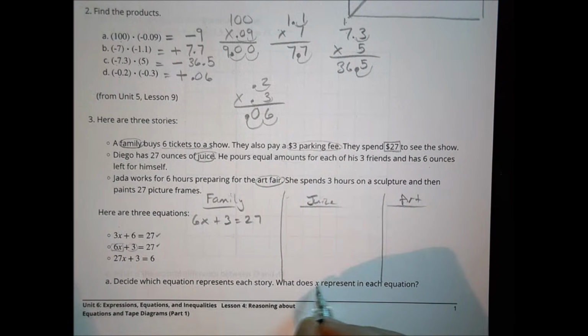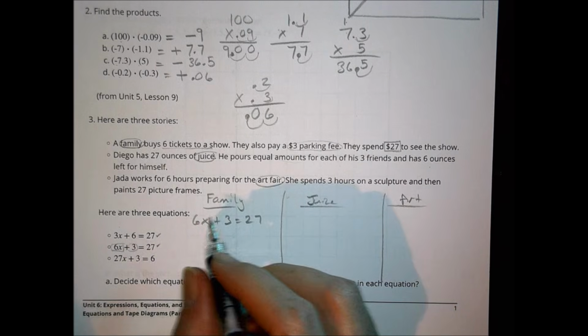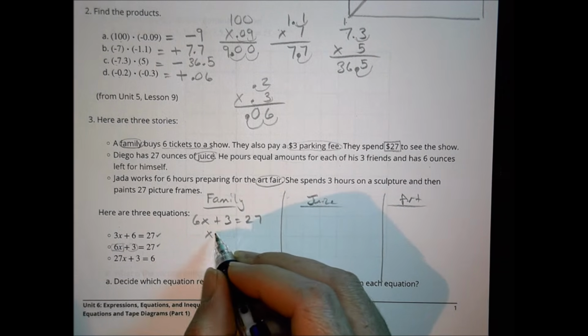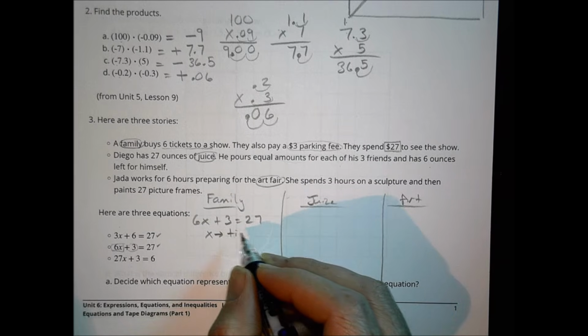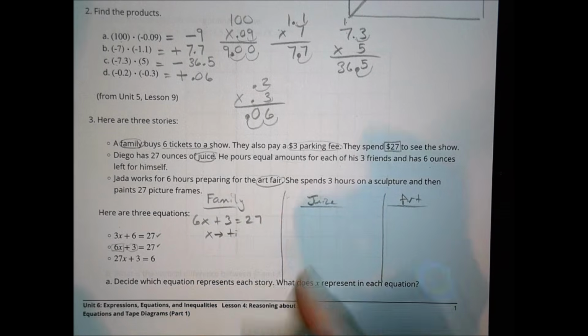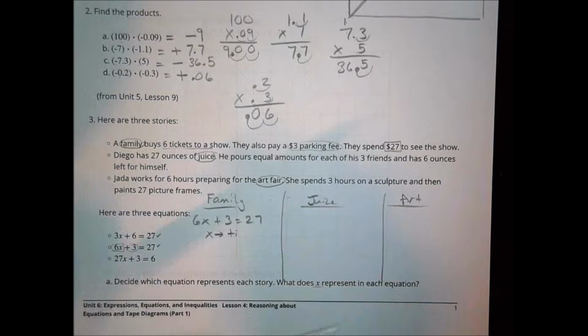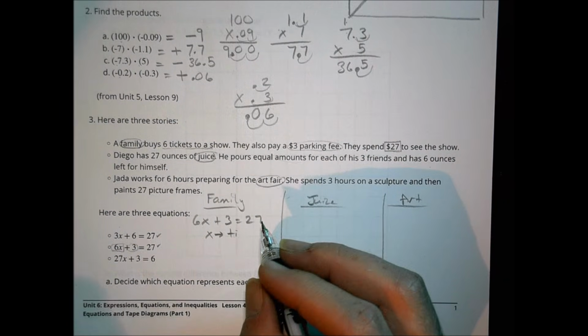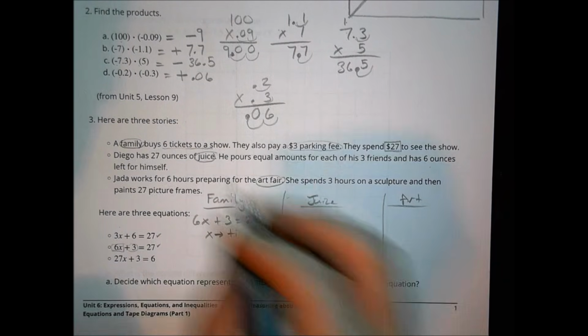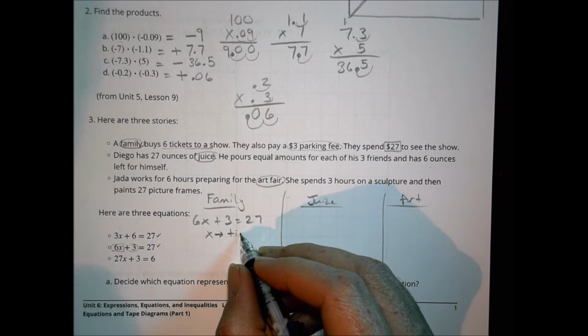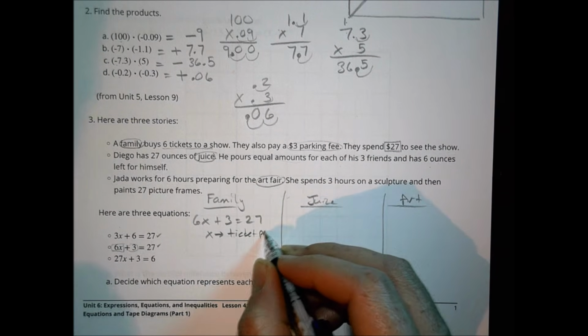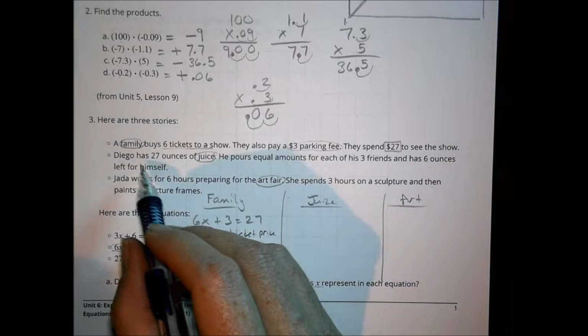The x is going to represent, in this case here, what's x represent? X represents the number of tickets. Okay, so x stands for the number of tickets. Actually, it's going to be the cost for ticket. So we can say ticket price there. That's fine, because we know it's 6 tickets. So ticket price.